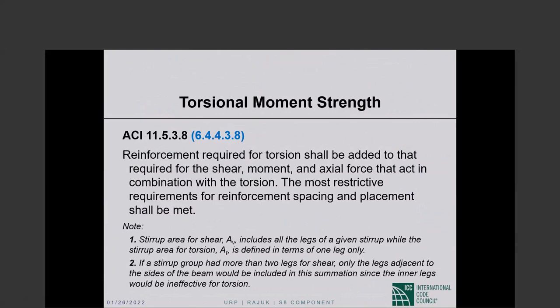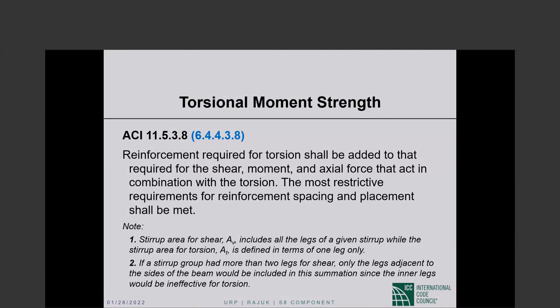Reinforcement required for torsion shall be added to that required for shear, moment, and axial force that act in combination with the torsion. The most restrictive requirements for reinforcement spacing and placement shall be met. This is not a trivial statement. This is very important. For shear reinforcement, we have restrictions on spacing, size. For flexural reinforcement, it will go by the most restrictive requirements for reinforcement spacing and placement.